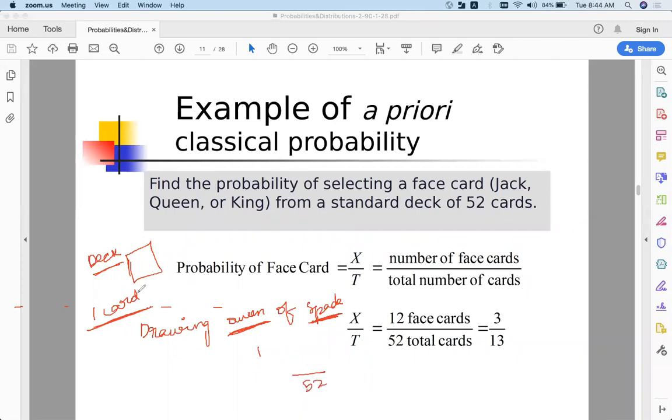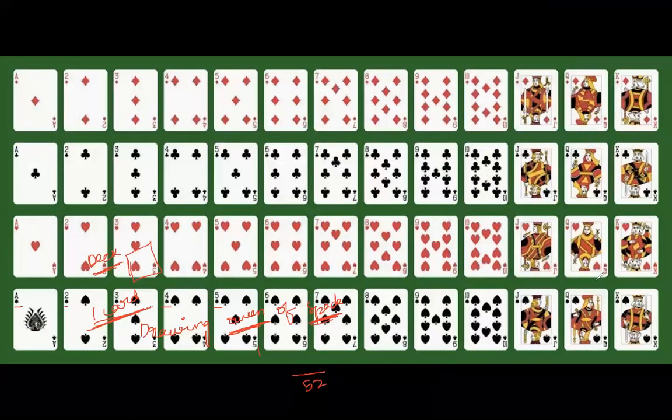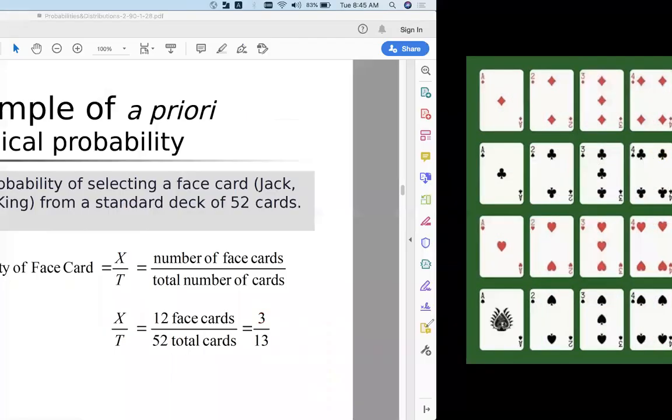So I told you I have one deck. I'm drawing one card. What is the question? What are the favorable outcomes? I want the queen of spade, right? I'm only drawing one card, but what I want that card to be is exactly this card. Only this card. I don't care about spade. I don't care about hearts or black, whatever. I just want this card, right? There is only one favorable outcome.